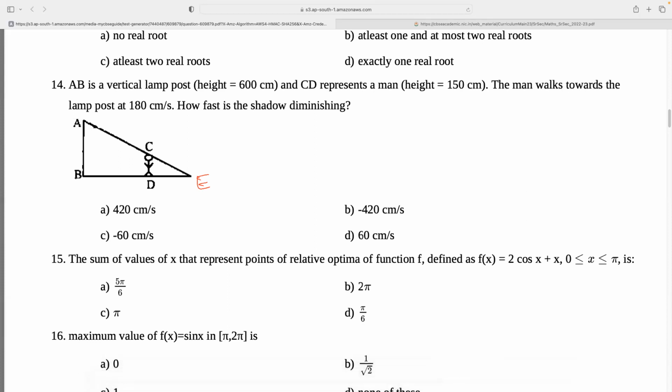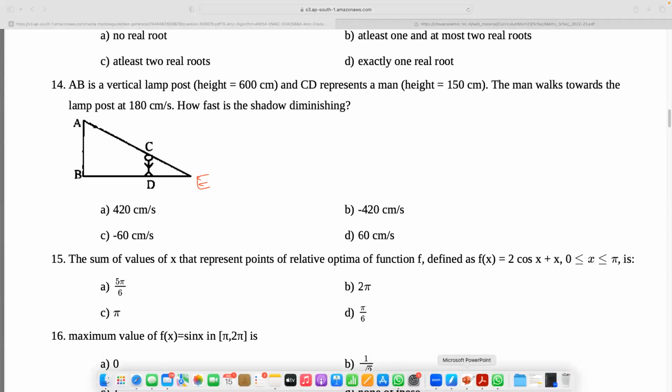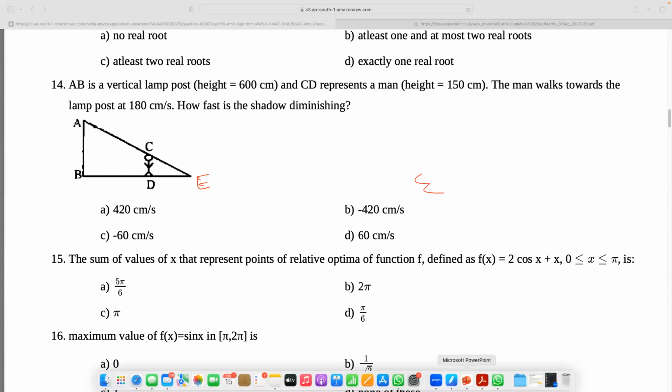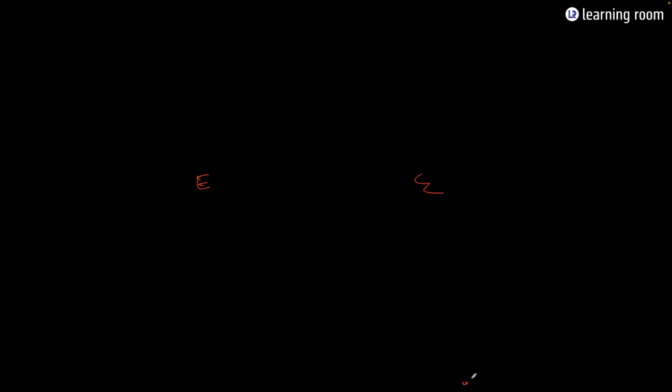Sir, by looking at the options itself, we can obviously tell it's minus 60, right? Because even 420 is not possible. The option is supportive here, but what if it is not? So how did you guys do it? I want to do it in a minute and show it to people who couldn't solve.